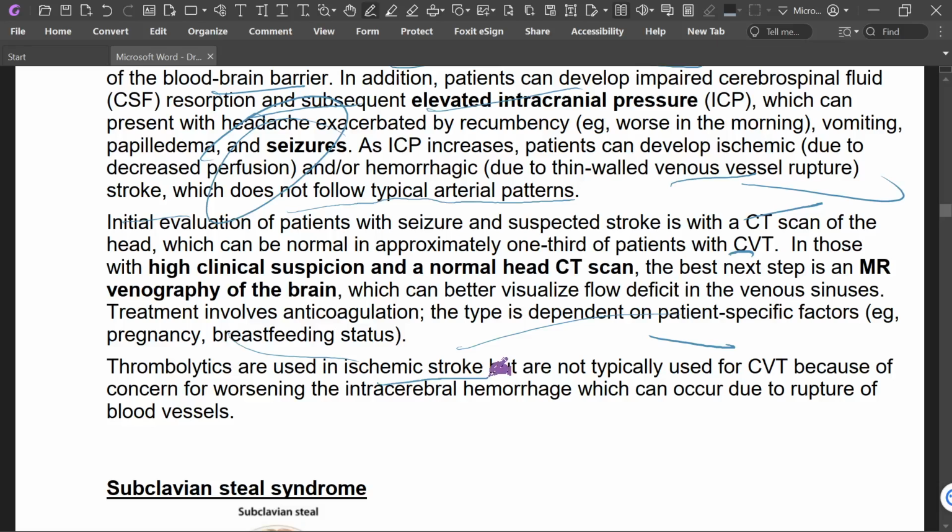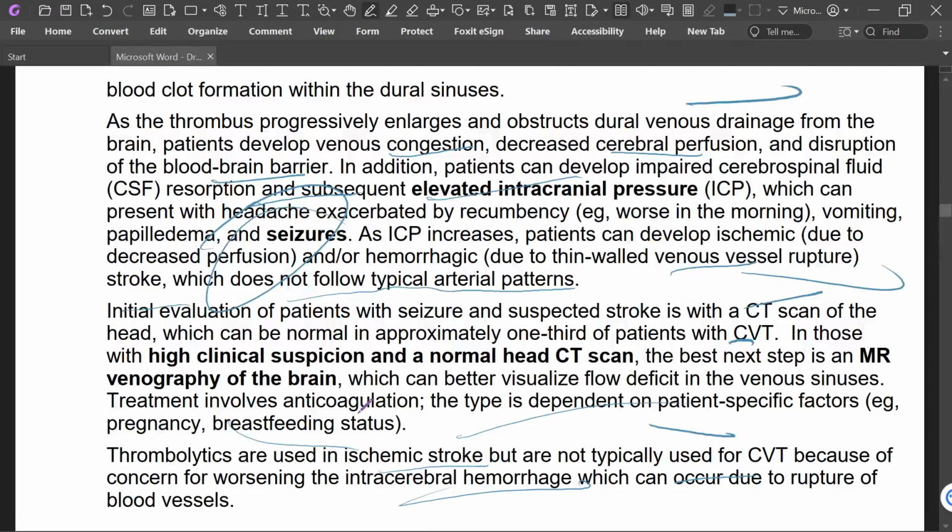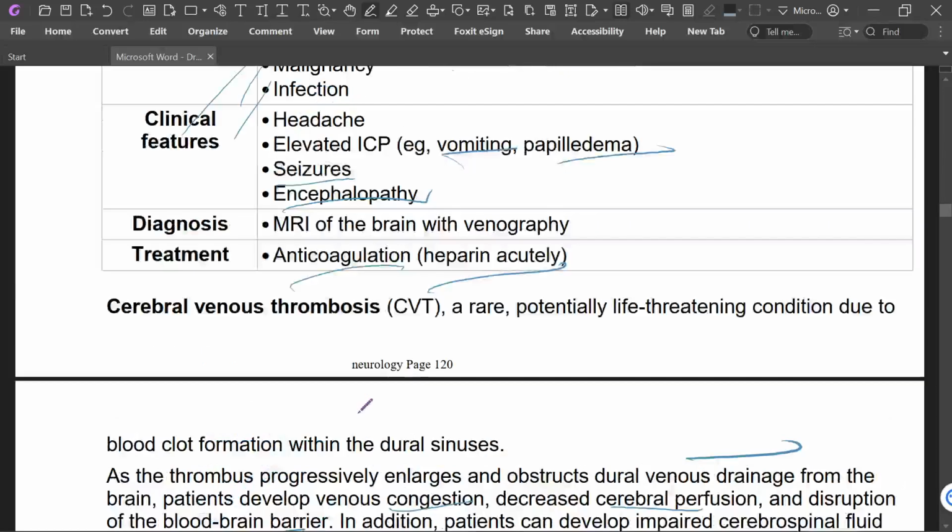Thrombolytics are used in ischemic stroke but not typically used for cerebral venous thrombosis because of concern of worsening intracerebral hemorrhage, which can occur due to rupture of the vessel.